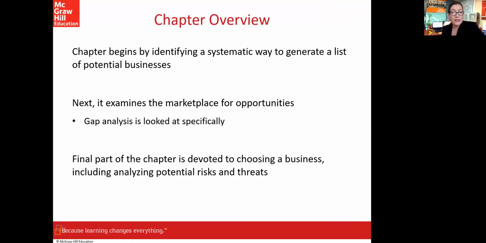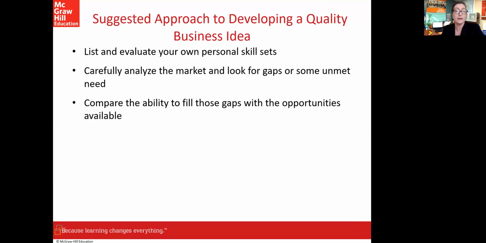Right, so in this chapter, we begin with identifying a systematic way to generate a list of potential business ideas. And then we take that list of ideas and we use gap analysis as a tool to evaluate those ideas. The final part of the chapter is devoted to making the business choice, including the analysis of potential risks and threats associated with that business choice.